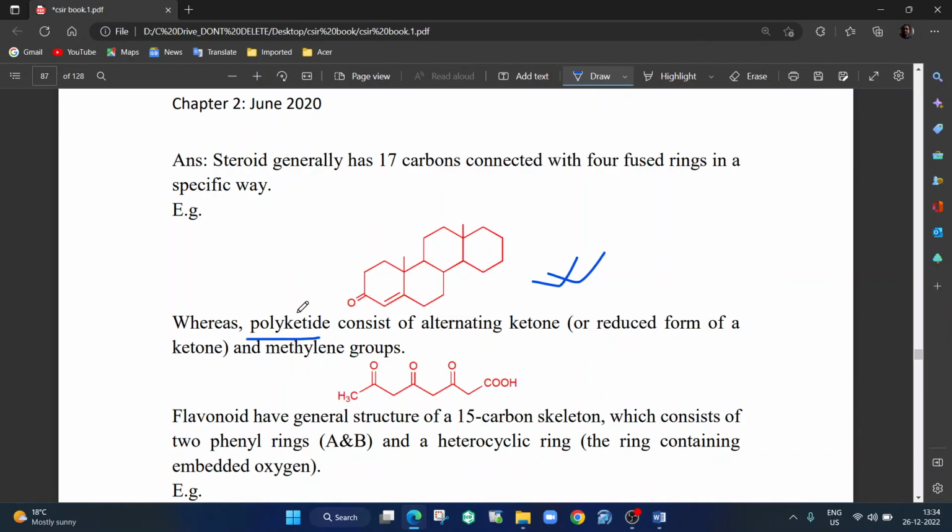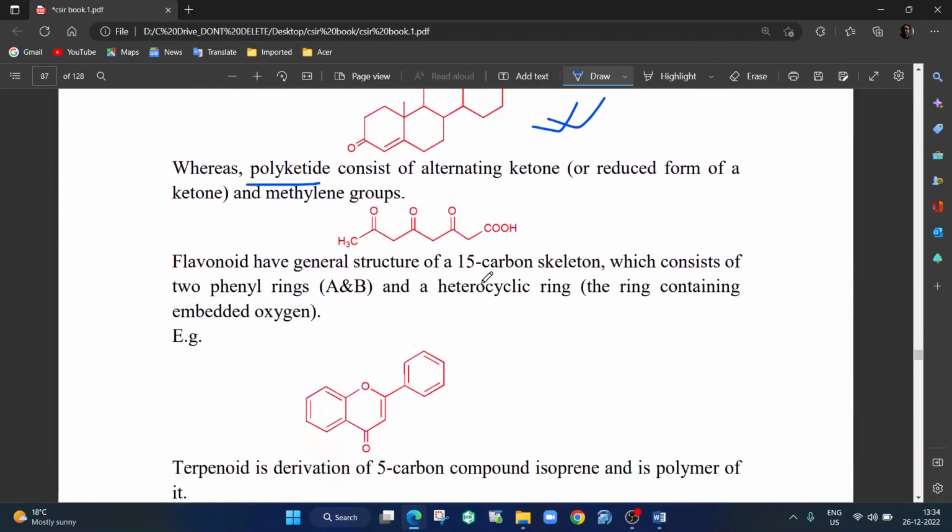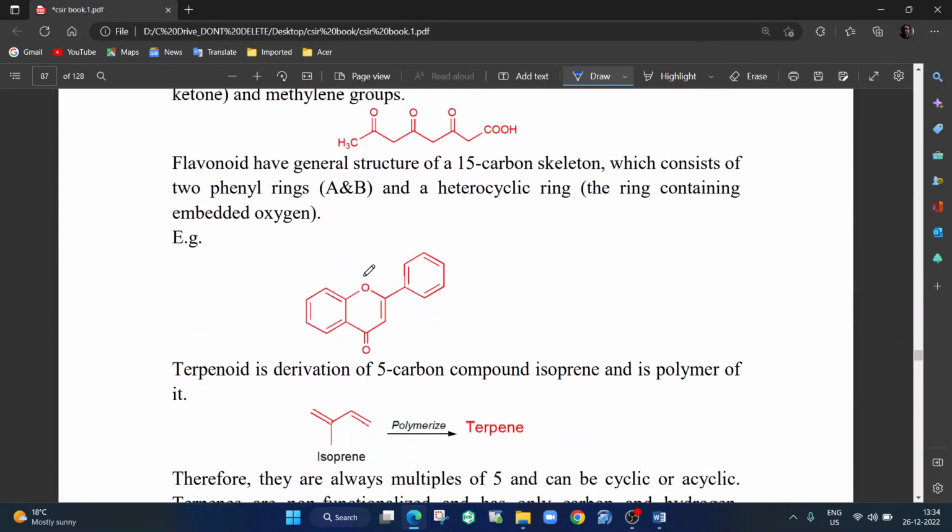Polyketide, from the name, suggests that it should have many ketonic groups, with alternate ketonic groups. Our molecule does not have even that. Then a flavonoid basically has 2 phenyl rings and 1 heteroatom, pretty much like this. Most flavonoids will have a structure like this.